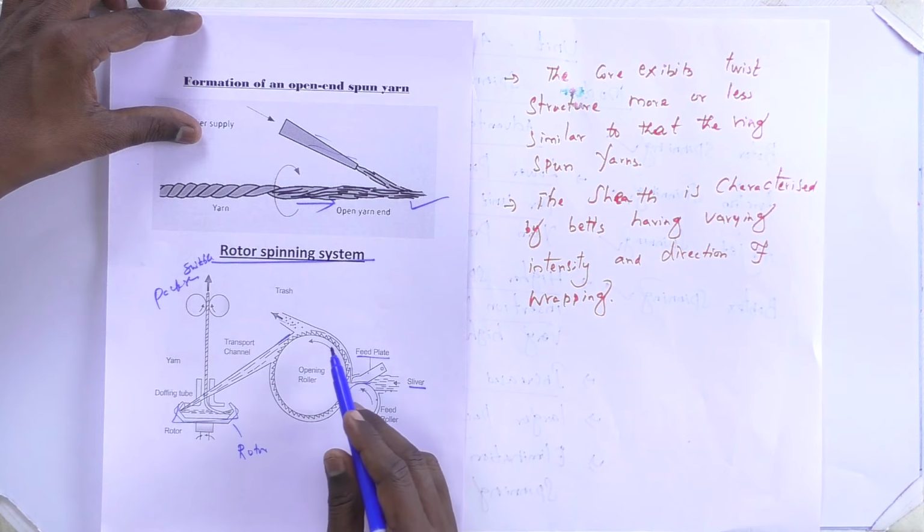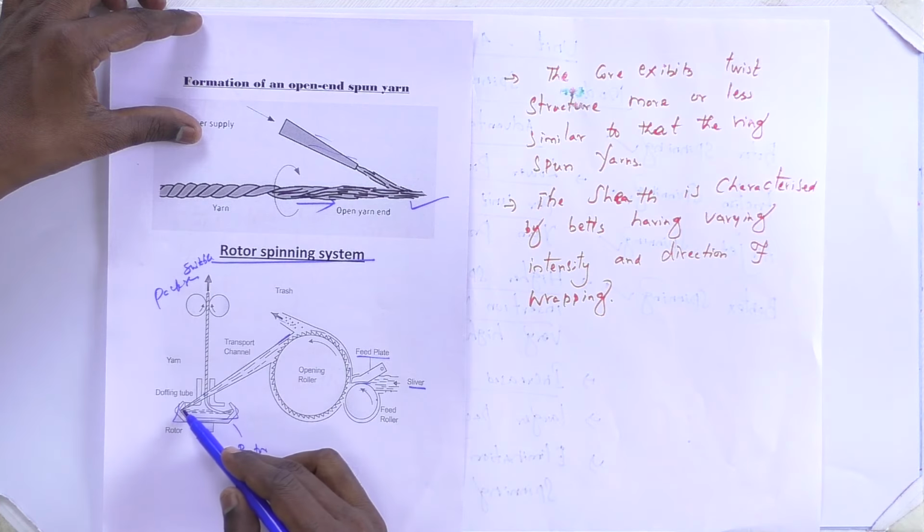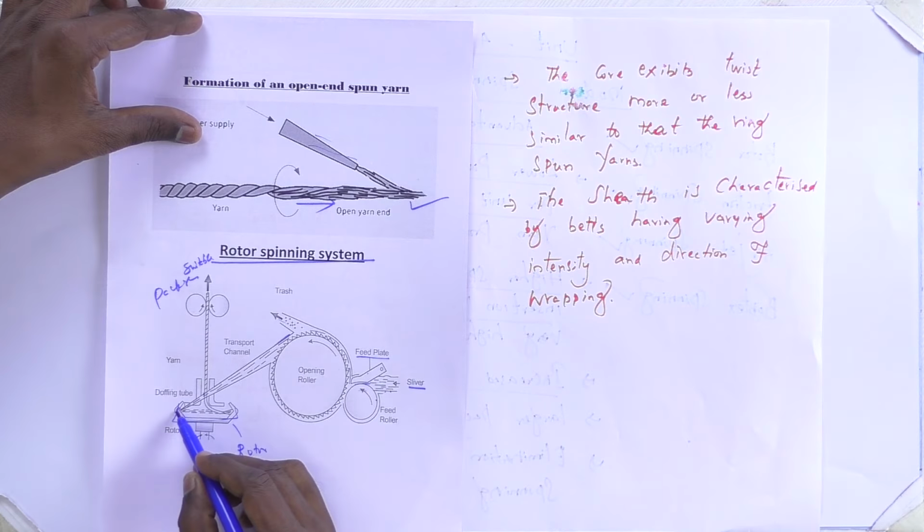The opened fibers are transported through the transport channel and reach the groove of the rotor. This is the rotor, and this is the groove. The rotor is rotating at around 1 lakh rpm. The high rotational speed of the rotor creates a force, and this force is converted into twist in the fiber. The fibers are twisted together and rotated together.